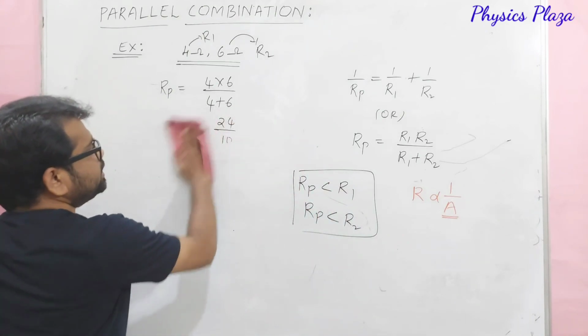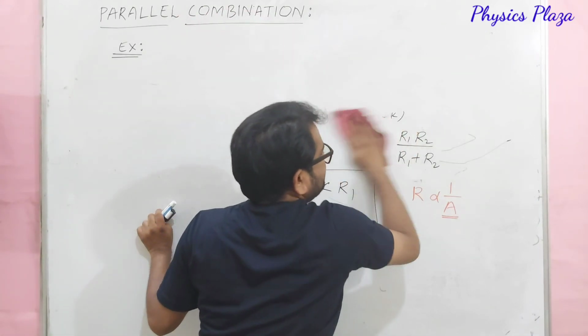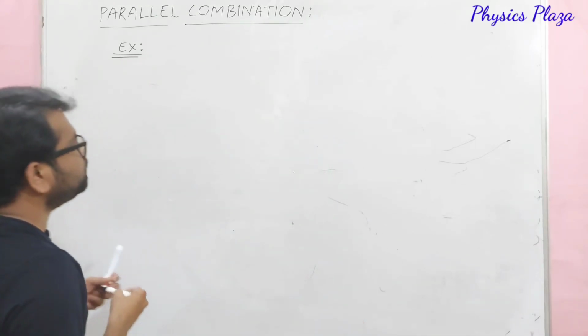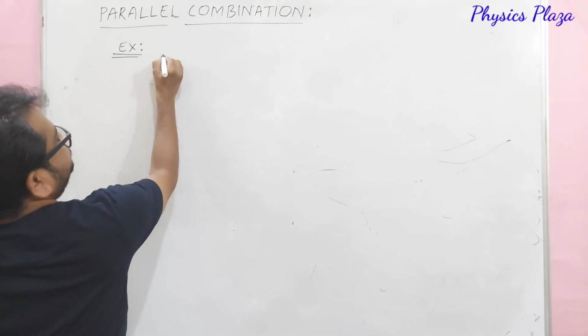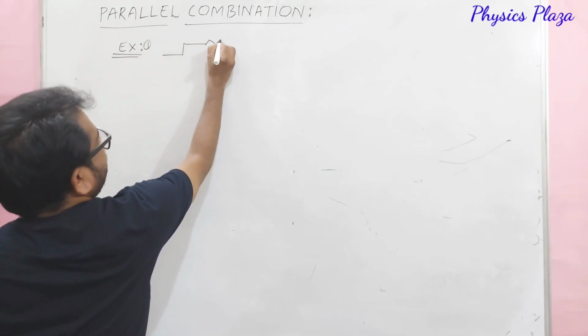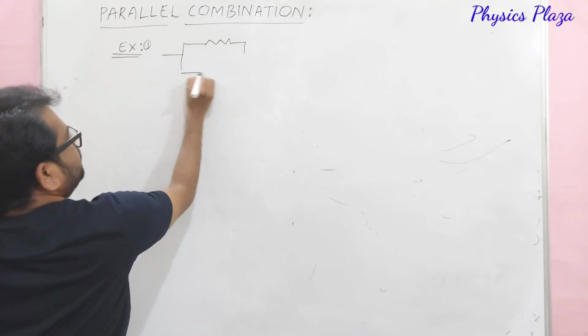So now we will see a few more examples to understand this parallel combination. Let us take one more example. So children, here it is given like this. Example 1, let us say here is one resistor and here is one more resistor.